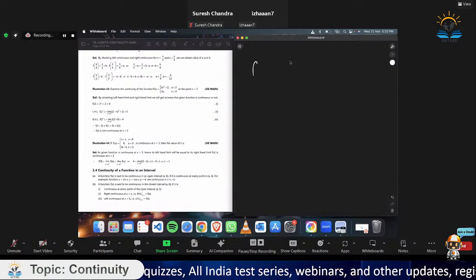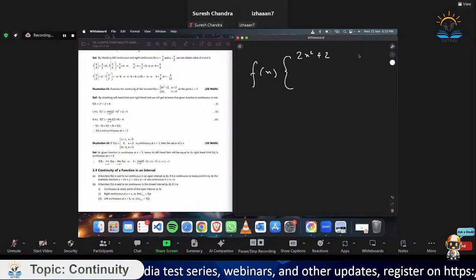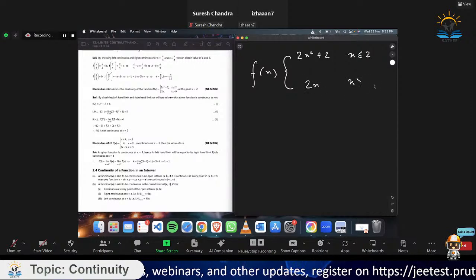Now the question has been given to us as 2x squared plus 2 for x being less than or equal to 2, and 2x for x being greater than 0.